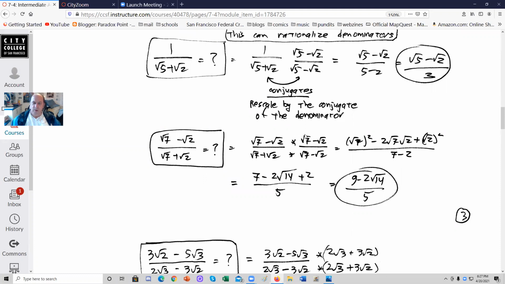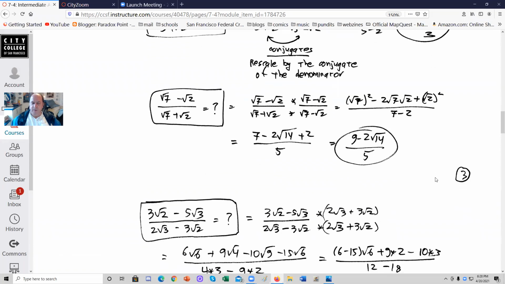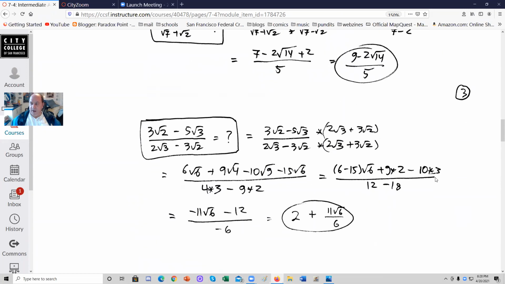Root 7 minus root 2 times root 7 minus root 2 is a squared minus 2ab plus b squared. Root 7 squared plus twice root 7 root 2 plus root 2 squared. Root 7 squared is 7, 2 root 7 root 2 is 2 root 14, and root 2 squared is 2. 7 minus 2 is 5, 7 plus 2 is 9, and so the upshot is 9 minus twice root 14, divided by 5.